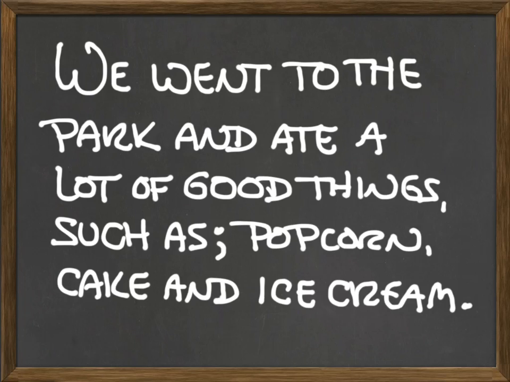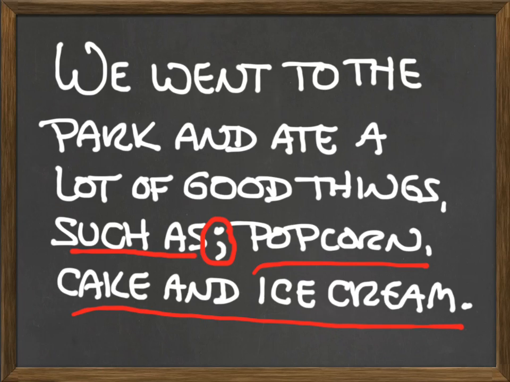We went to the park and ate a lot of good things; such as popcorn, cake, and ice cream. This is probably the most common way that the semicolon is used incorrectly by students. For some reason, when students use the phrase such as, they absolutely want to put a semicolon after it. But look at what follows the semicolon. This is not the kind of semicolon you're using in a list. There aren't semicolons between popcorn and cake, or after popcorn and cake.